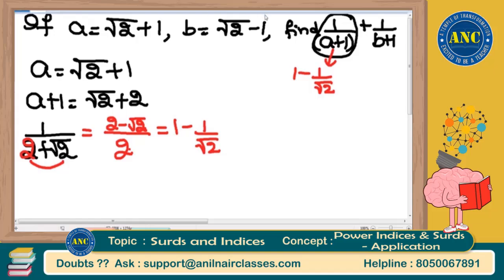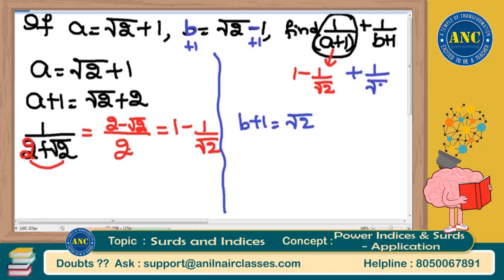Similarly, let us also find our second value, which is b plus 1. The b value is root 2 minus 1, so b plus 1 is root 2. 1 by (b plus 1) will be 1 by root 2. The second term will be 1 by root 2. Add it, the answer is 1.